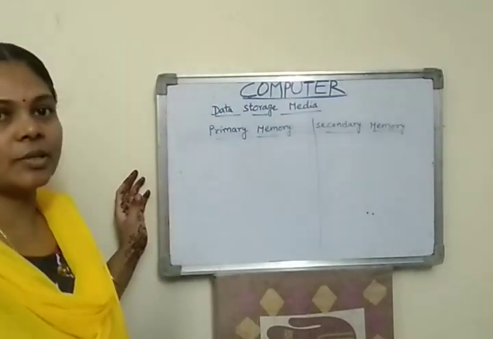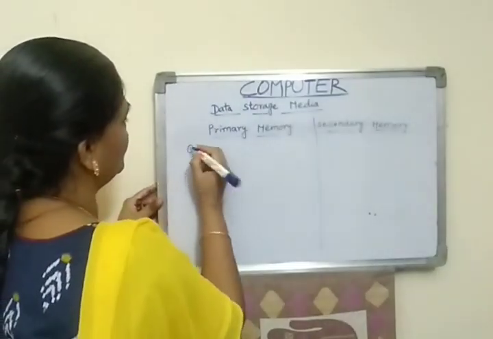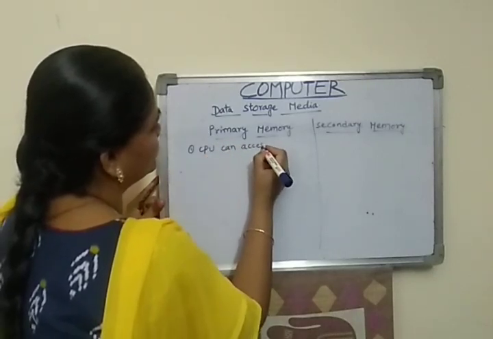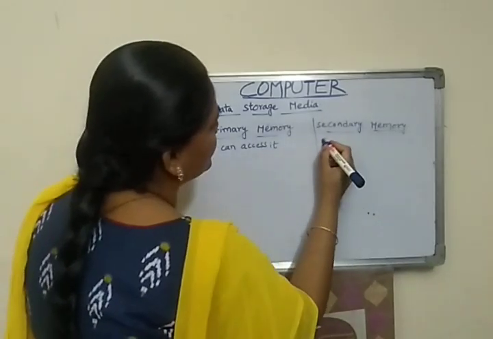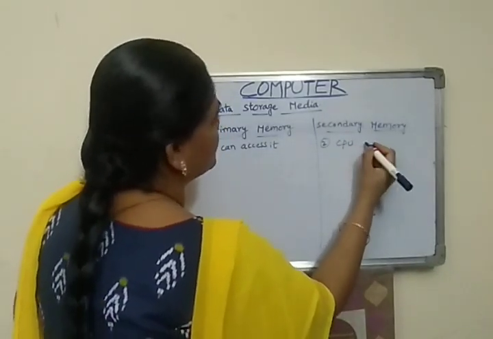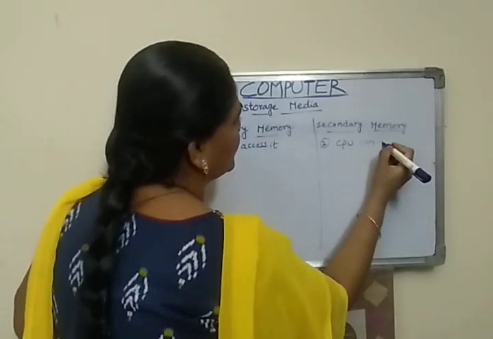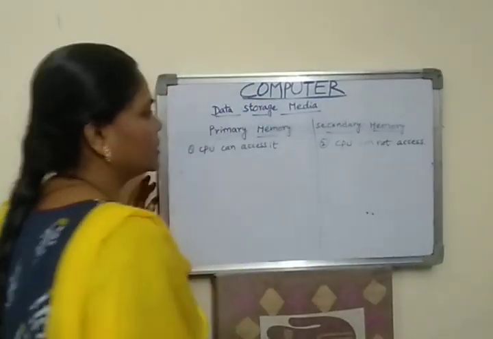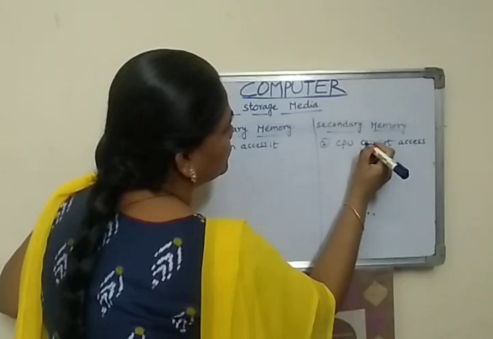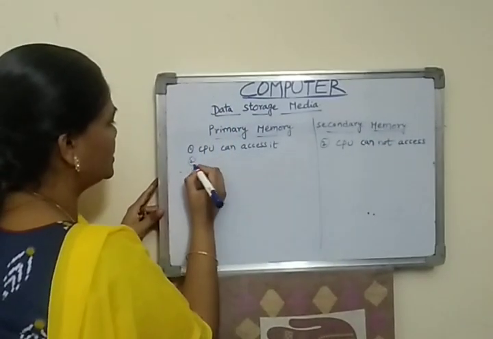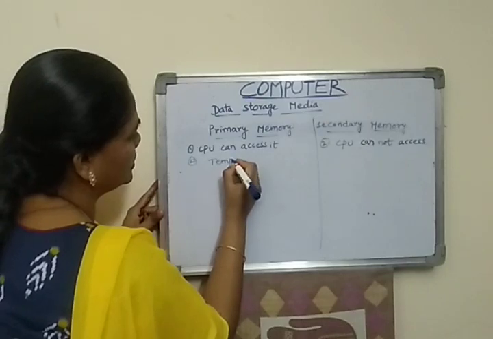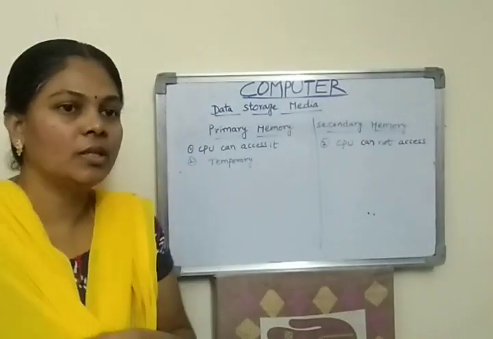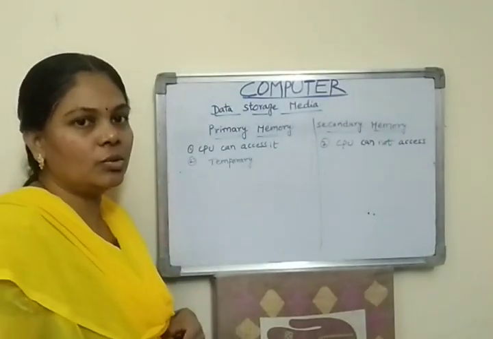Primary memory can be accessed directly from the CPU. Here the CPU cannot access it directly. Second one is, primary memory is temporary storage. Whenever new information comes, it will clear the RAM and again store the new information.